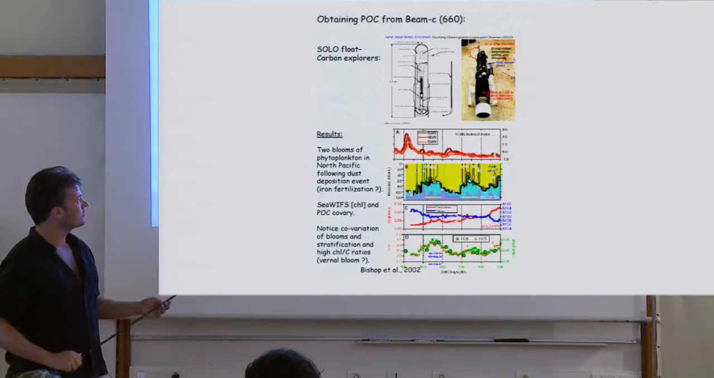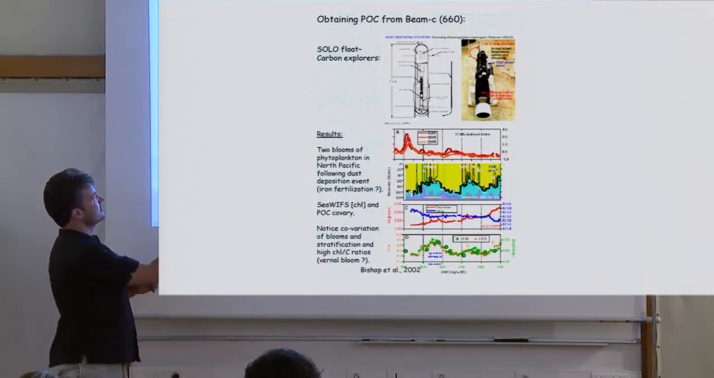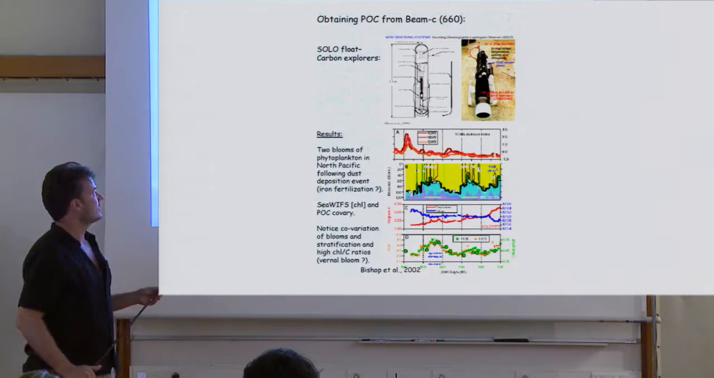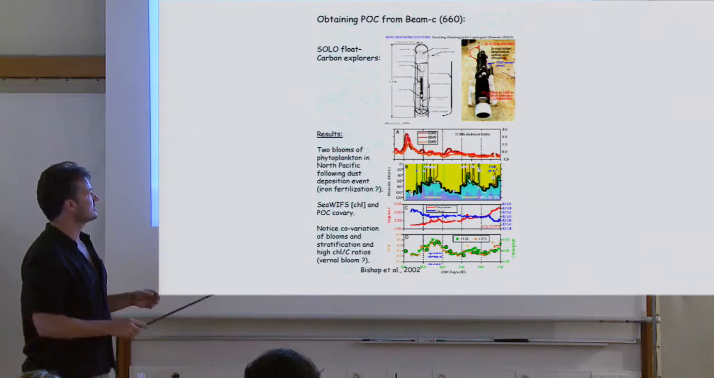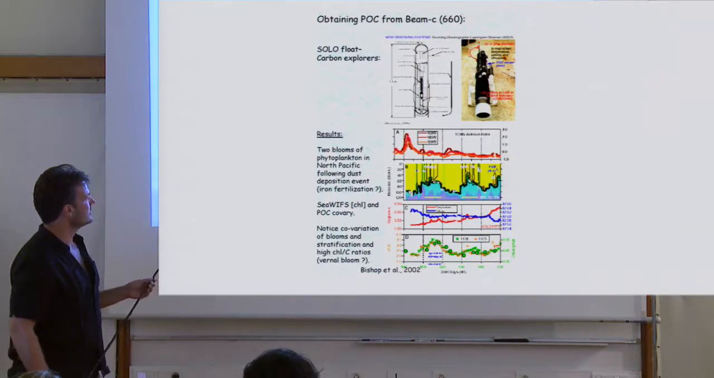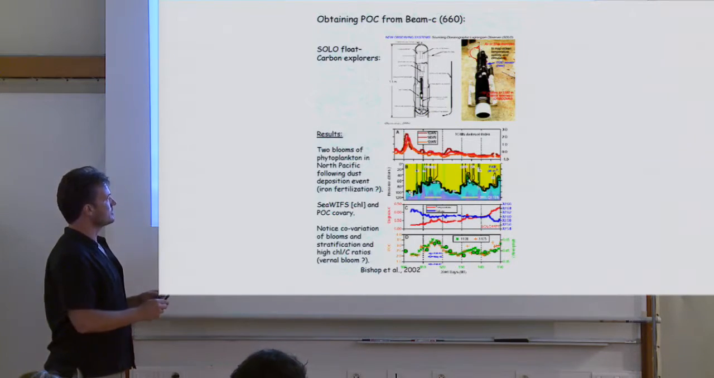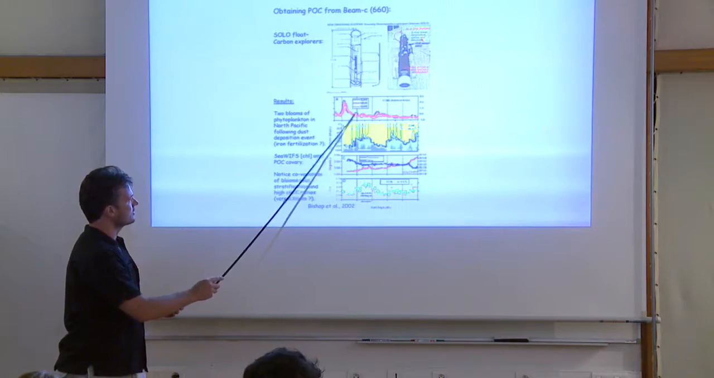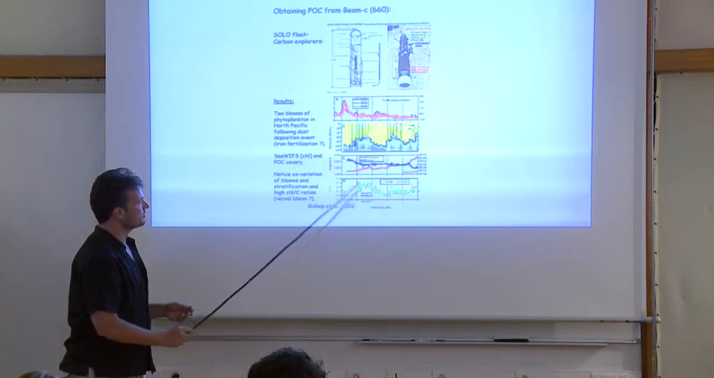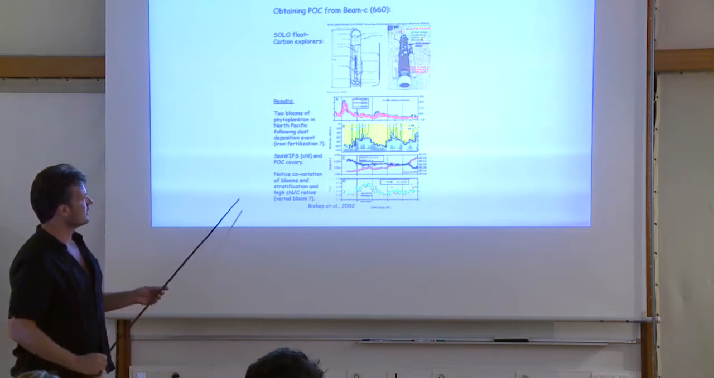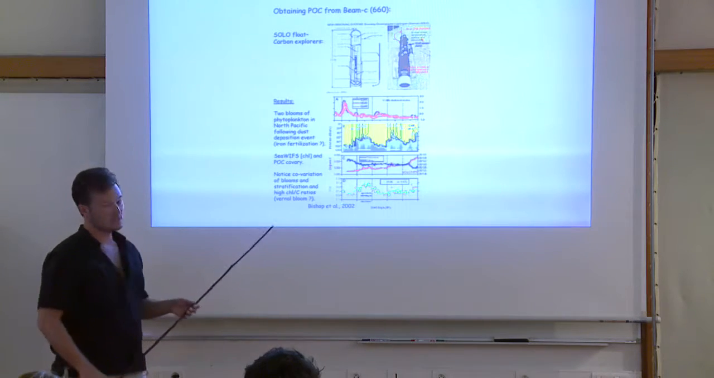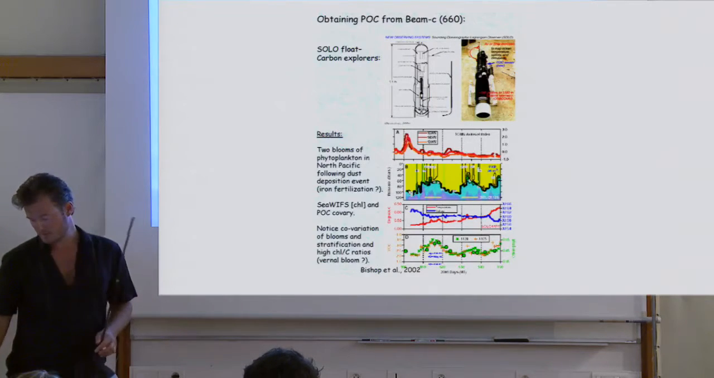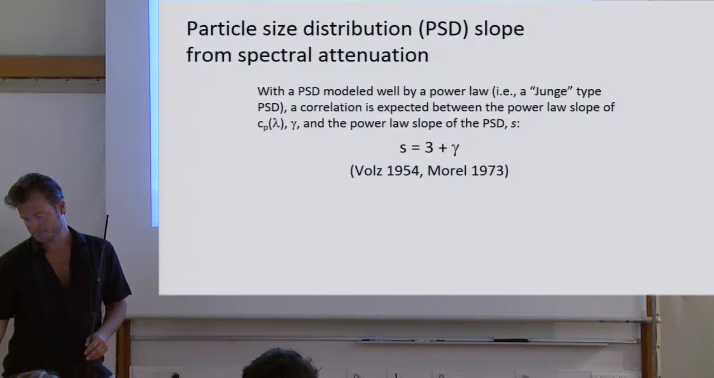Jim Bishop et al. used a C-meter as a POC detector. He called it his Carbon Explorer, and this was published in Science. He noted in the North Pacific, following a dust deposition event, that there was a big bloom. So this is the dust deposition, and then this was the big bloom that happened. Although, if you're measuring C, dust would obviously scatter light, so I'm not quite sure how he's discriminating between those two.